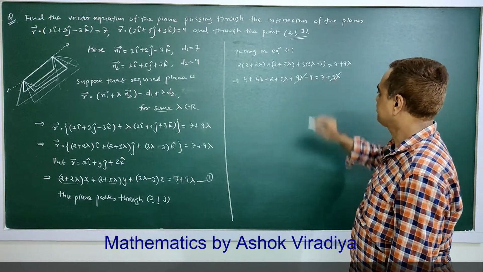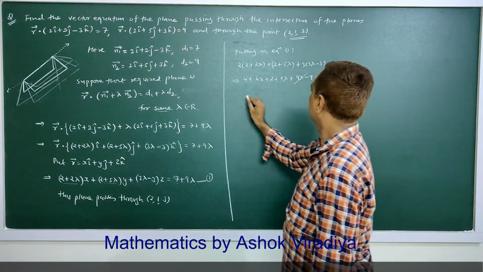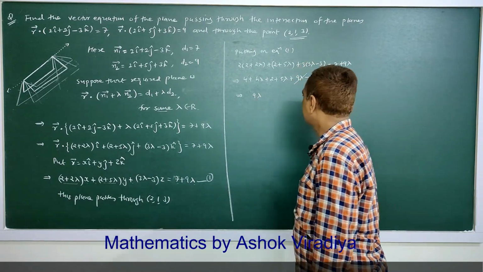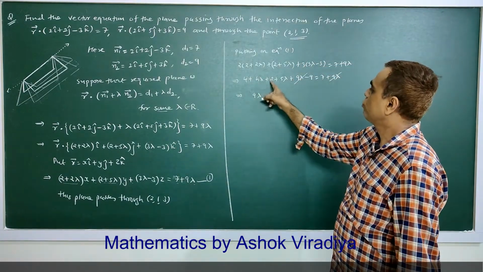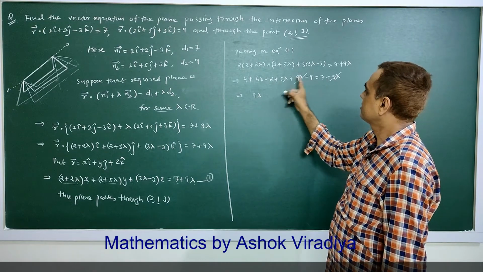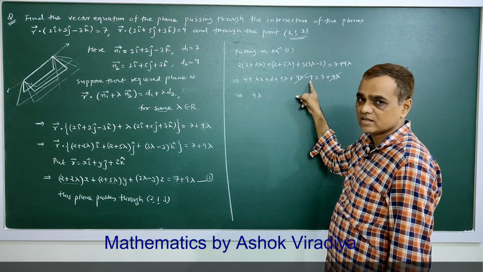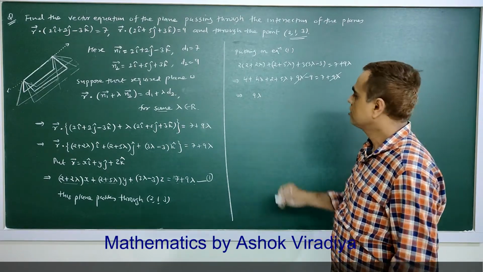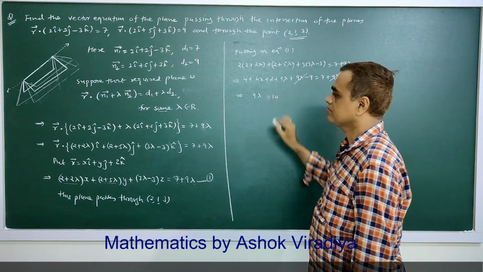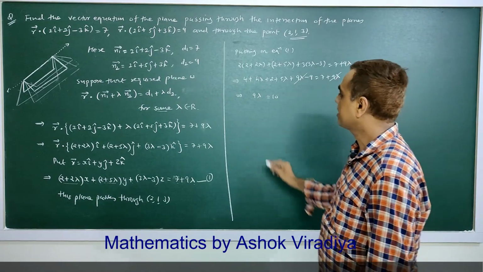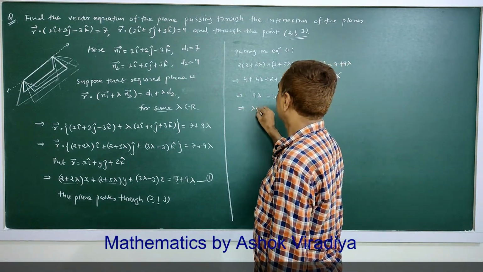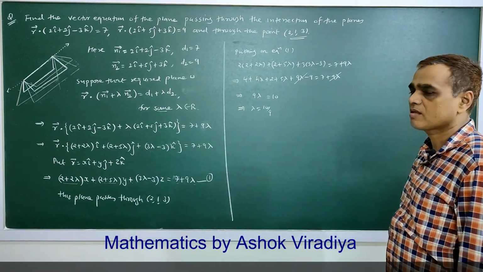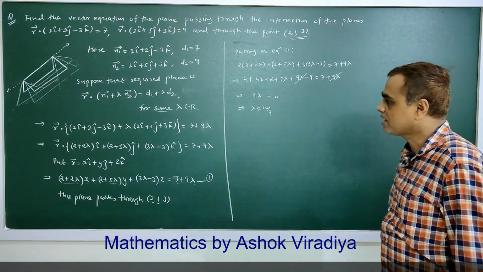This will be cancelled. So 5 lambda plus 4 lambda is 9 lambda, 4 plus 2 is 6, 6 minus 9 is minus 3, minus 3 take on this side, so plus 3, so this is 10. So lambda is 10 by 9. Lambda is 10 by 9.